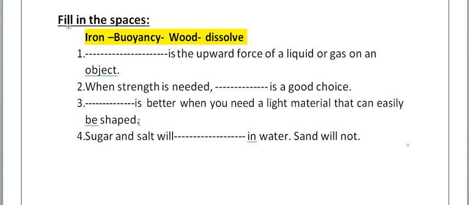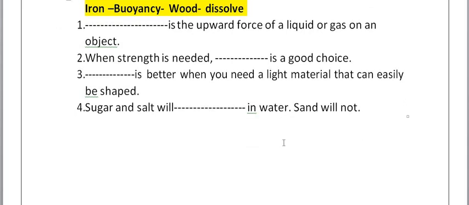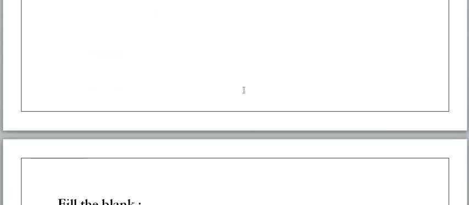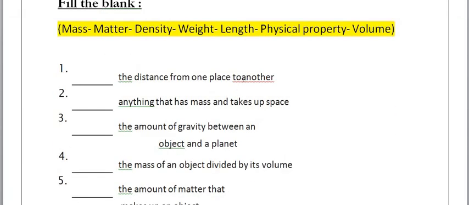We can make chairs, we can make beds, we can make tables and different materials from the wood because it's lighter than the iron. Sugar and salt will what in the water? They will dissolve completely in the water, but sand will not dissolve. Dissolve means that it will be blended completely in the water. Okay, what is the distance? This will be in the measurements. What is the distance from one place to another? Of course, it will be the length.